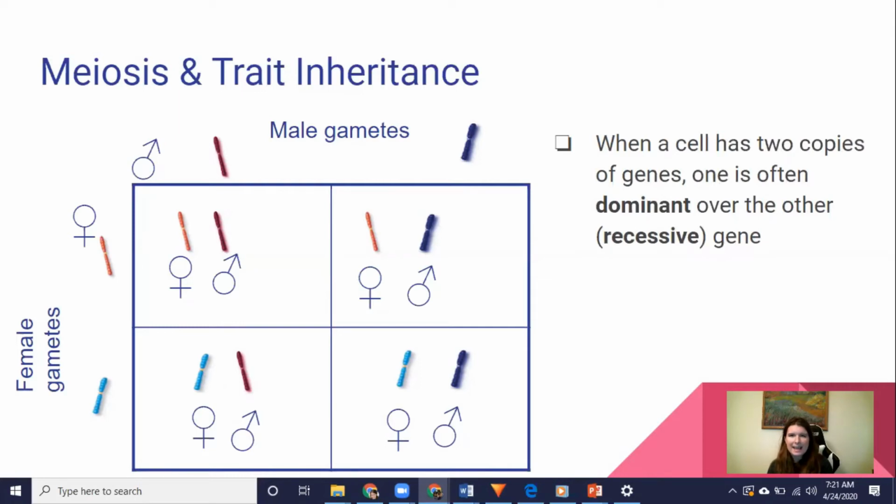So for a lot of traits, right, you can't have blue eyes and brown eyes, right? You either have blue eyes or you have brown eyes. You just see one color. So what I mean when I say something is dominant, I mean that that's what you're going to see, even though you may have a different version of the gene, a different allele kind of hidden underneath. So that version that's hidden would be called your recessive gene or your recessive allele.